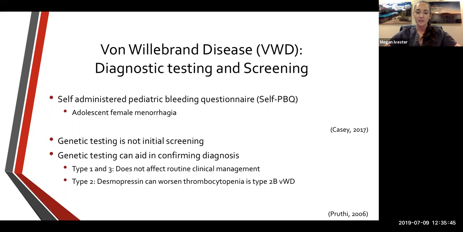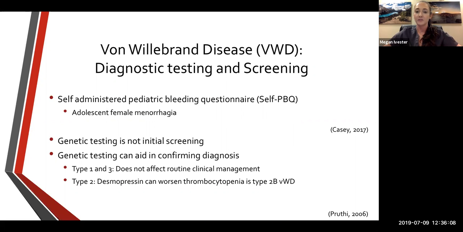So as far as genetic testing for screening, it's not an initial screening test that's done. Genetic testing can aid in confirming diagnosis, but it's definitely not a diagnostic test for von Willebrand itself. Now, for type 1 and type 3, genetic testing does not affect routine clinical management.